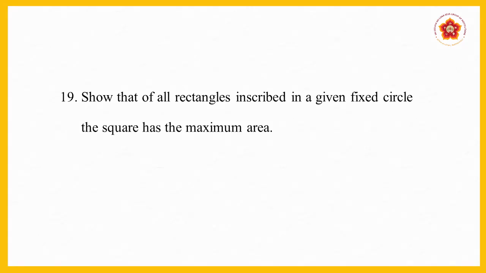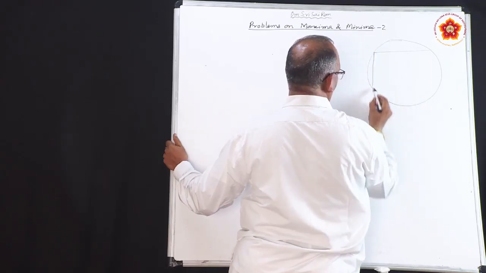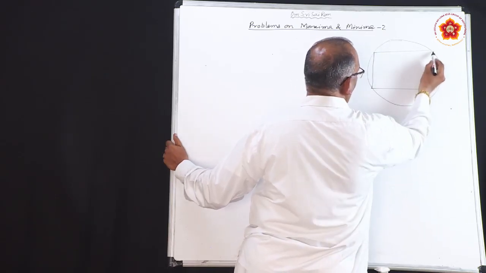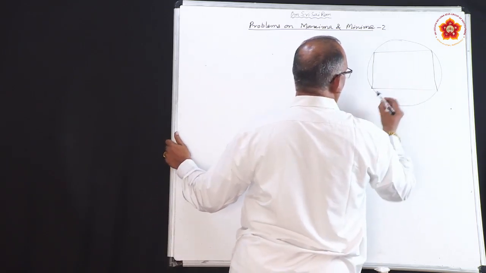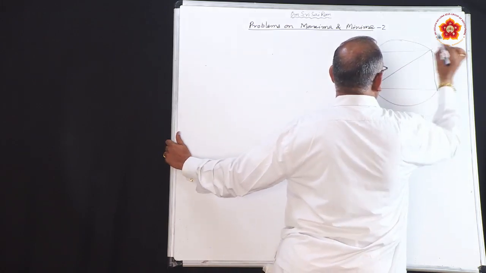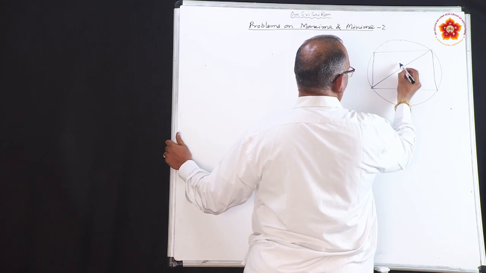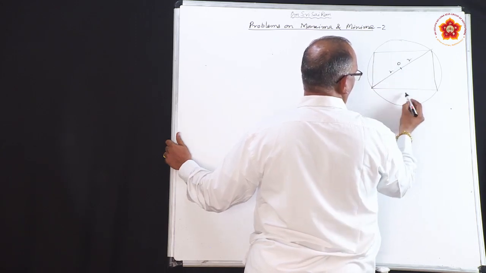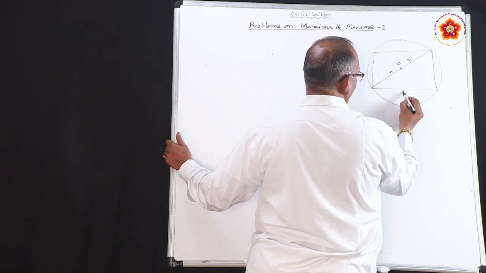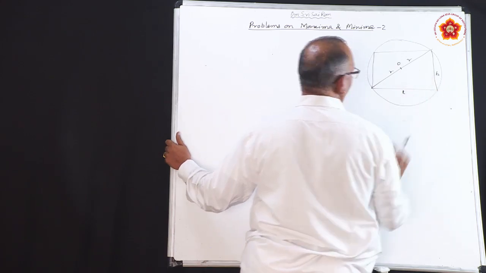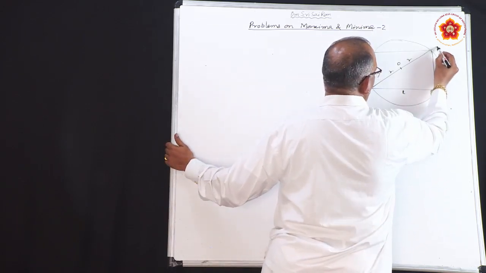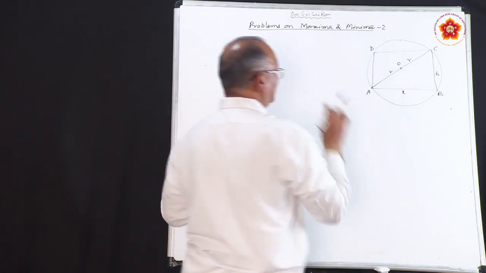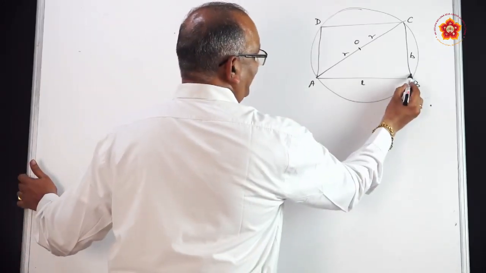We have a circle, and inside the circle we have a rectangle. This is the center of the circle, this is the radius. We can take this as L and this as B, initially we are calling it a rectangle. Finally, we have to prove that for maximum area, it has to be a square. This angle is 90 degrees.